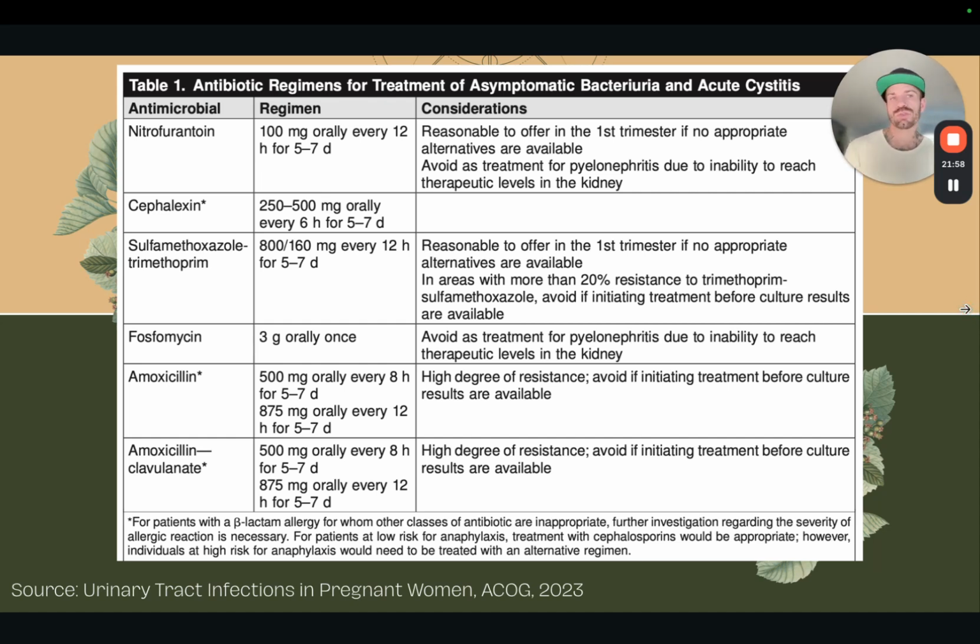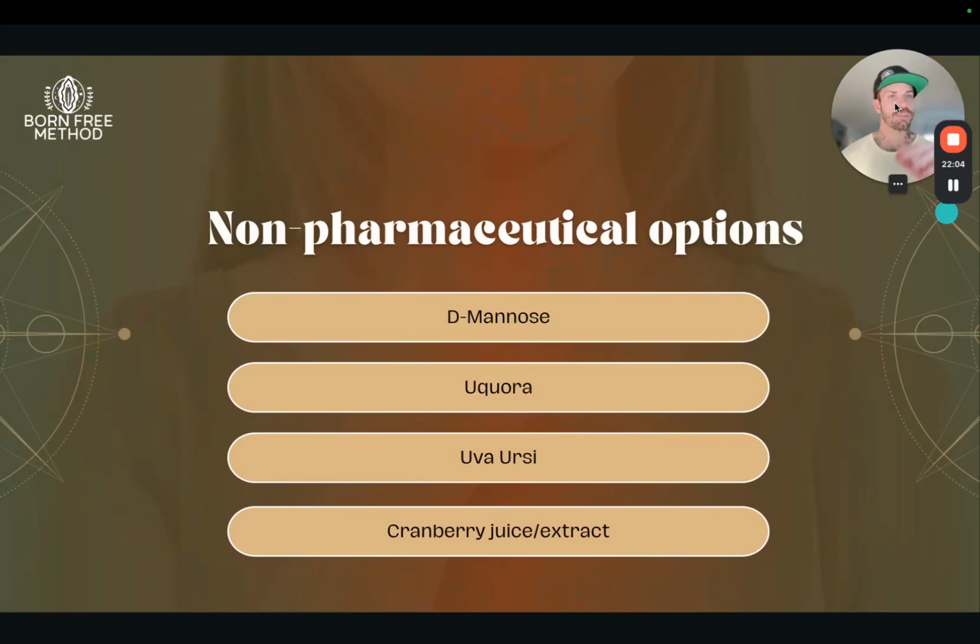There's tons of non-pharmaceutical options. D-mannose, Eucora is a D-mannose product that has some other stuff in it. I think it has vitamin C and zinc, those types of things. Uva ursi is an herbal tonic that can be very, very potent in the airways and the urinary tract. And then cranberry juice or cranberry extract are also great options.